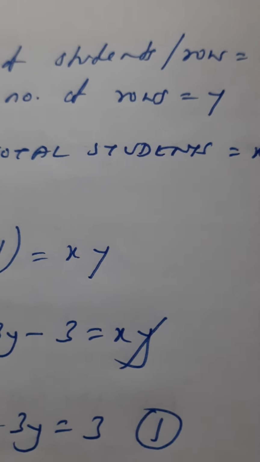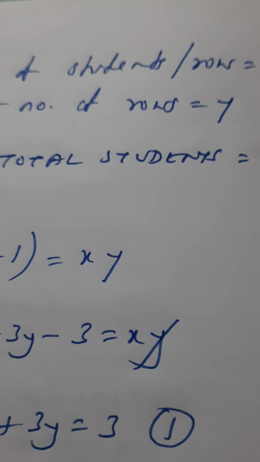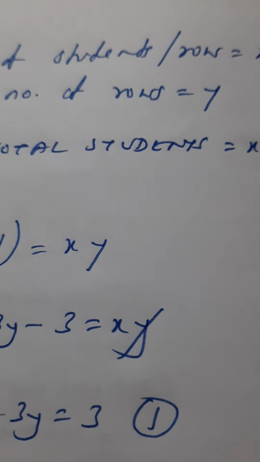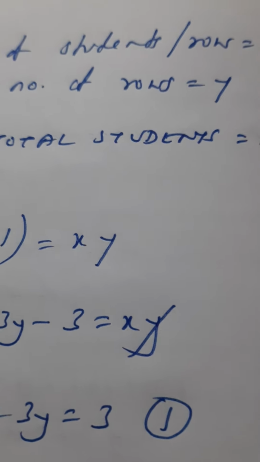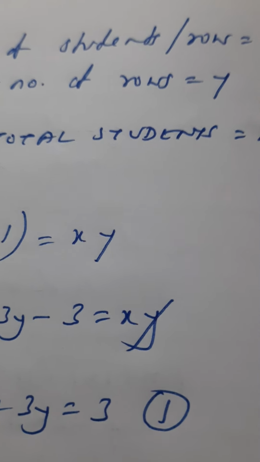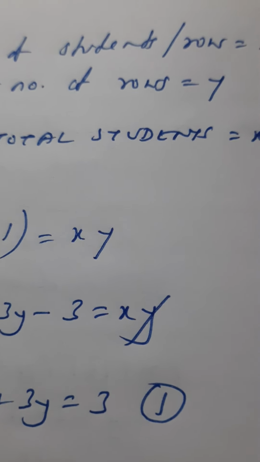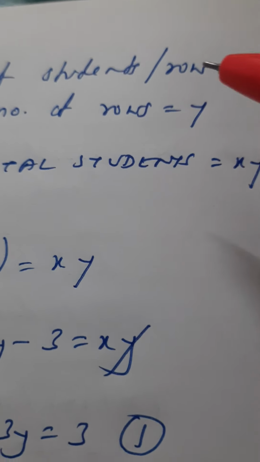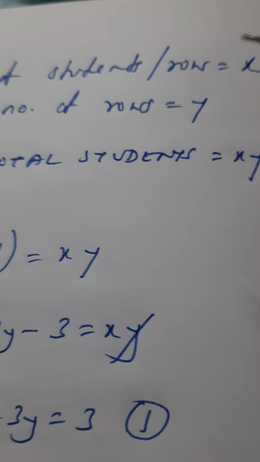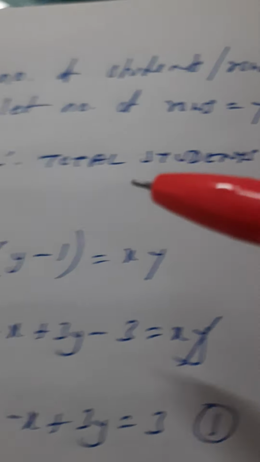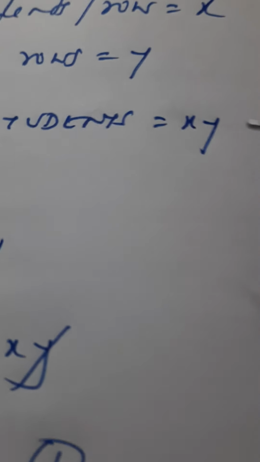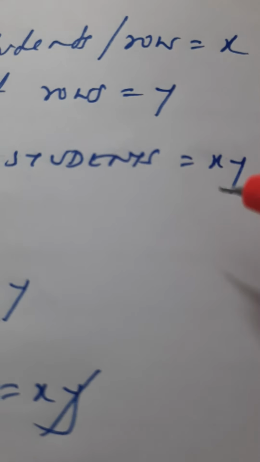So the logic is we just see how many rows are there and how many students are sitting in one row, and if I multiply both these, then I'll get the total number of students. So if the number of students in one row is x and the number of rows is y, then what can we say? That the total students of the class is xy. So this logic is clear, I suppose, right?